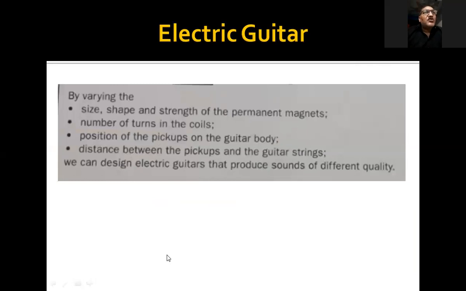So by varying the size, shape, and strength of the permanent magnets, you can change the sound of the electric guitar. The number of turns in the coil, the coil which we use, if you increase the number of turns of the coil, the sound will become louder. The position of the pickups on the guitar body and the distance between the pickups and the guitar string also matter. We can design electric guitars that produce sounds of different quality. These are the factors on which the loudness and the quality of the sound of the electric guitar depend.